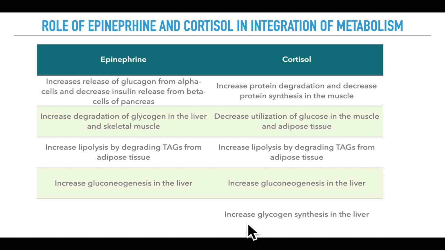So, cortisol actually increases glycogen in the liver by keeping glycogen synthase active. Epinephrine is going to break that glycogen into glucose. So, this is what the roles of epinephrine and cortisol are under post-absorptive condition, fasting condition, prolonged fasting and starvation.